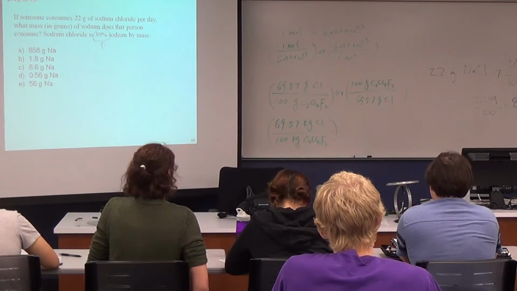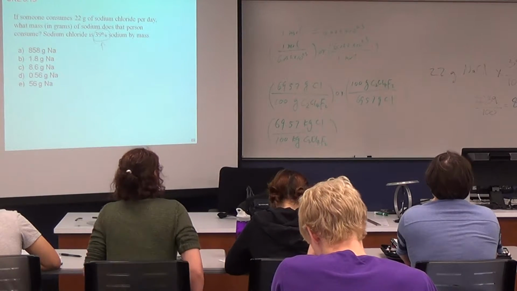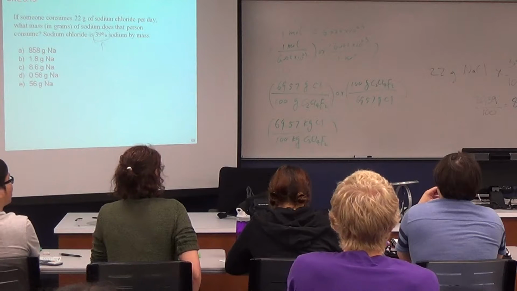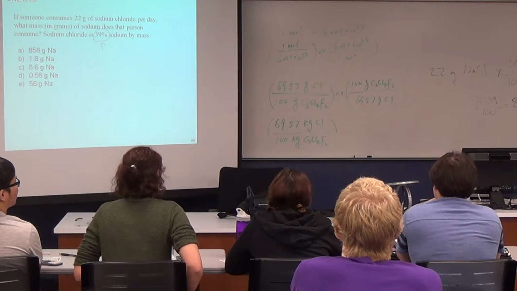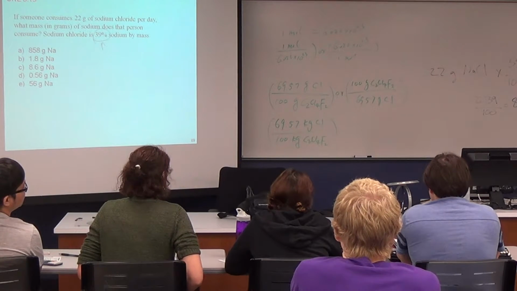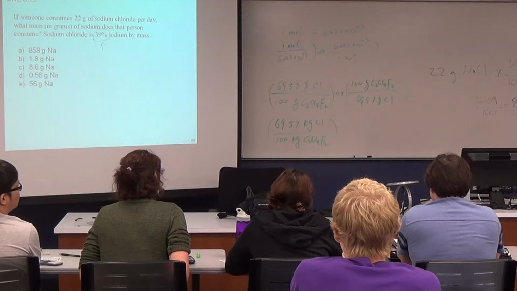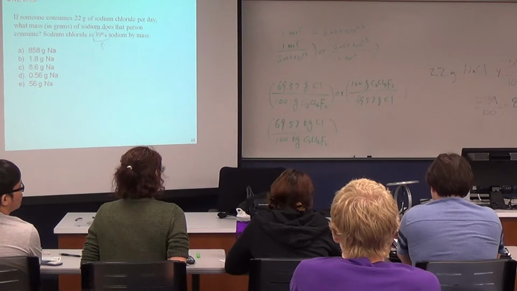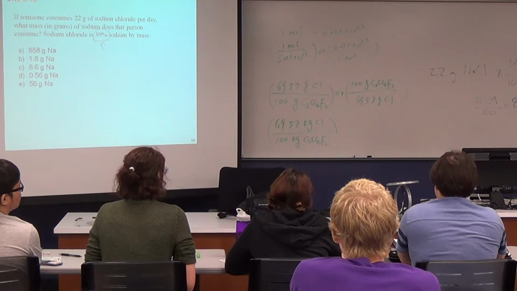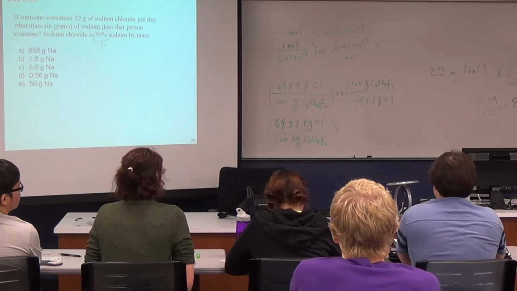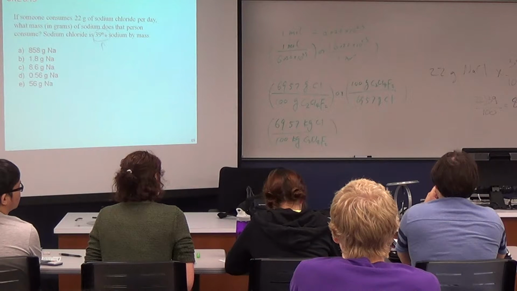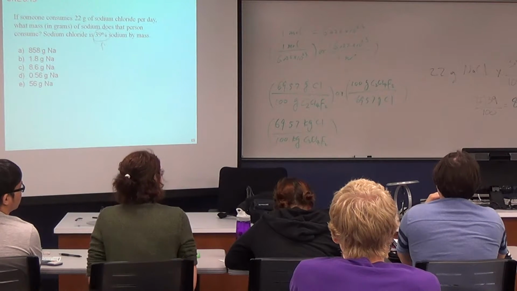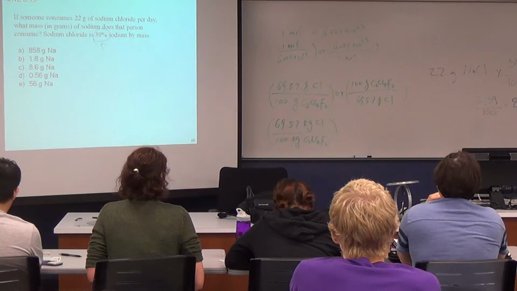Where did you do it? You did it here? Okay. Tell us what you did, go over the procedure. I wrote 22 grams of NaCl times 39 grams of Na over 100 grams of NaCl. So I just multiplied 22 grams by 39 grams. Did the unit come out? What unit comes out? I just used the numbers.